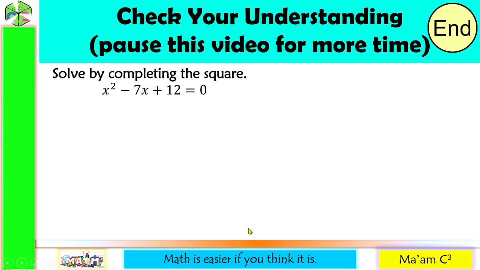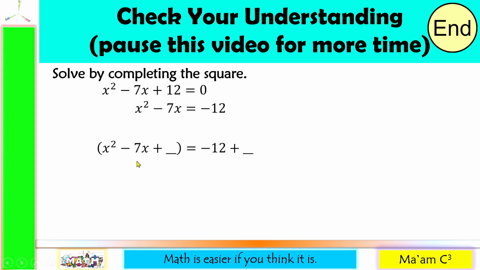Let us answer. Solve by completing the square. So first step, we are going to isolate the constant term on the right side. It will become negative 12. Let us determine the additional term, but first let us prepare where we are going to put it. The middle term is 7. Let us divide it by 2.